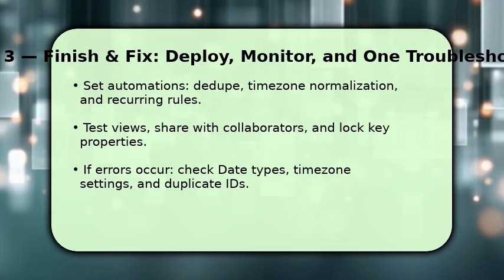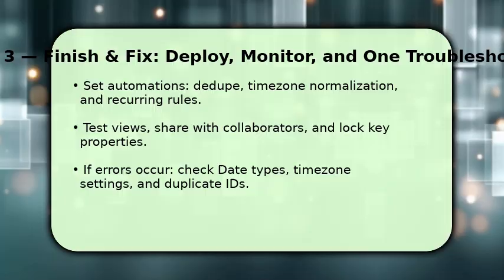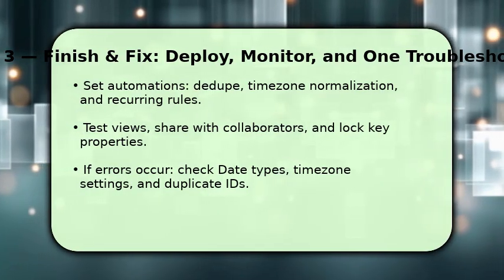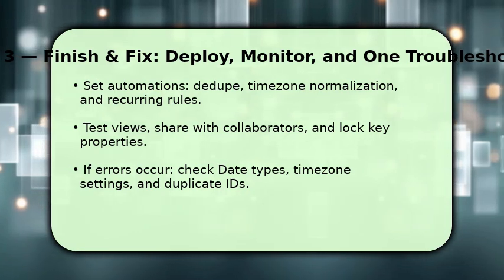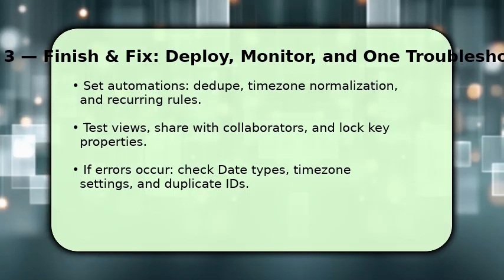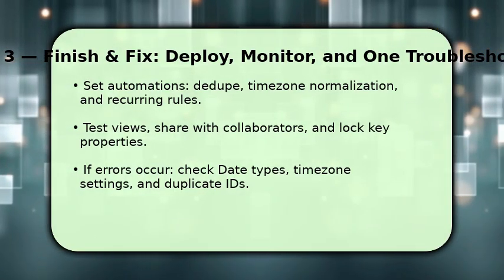If something goes wrong, first check that date properties are truly date type, confirm time zone settings across sources, and verify your duplicate identifying formula works. If duplicates persist, filter by source and re-import only the missing entries to resolve inconsistencies.